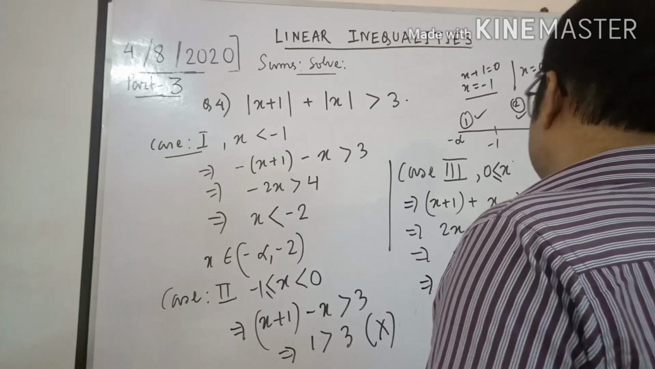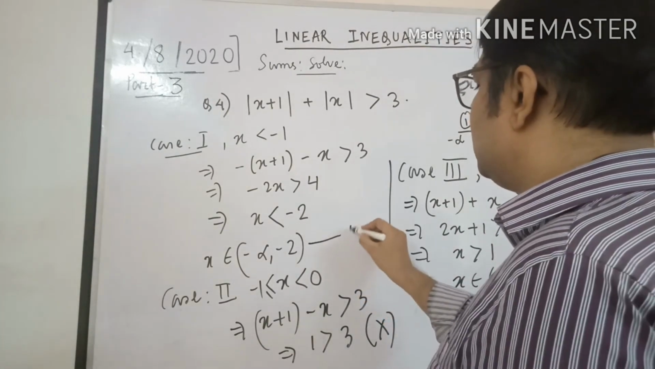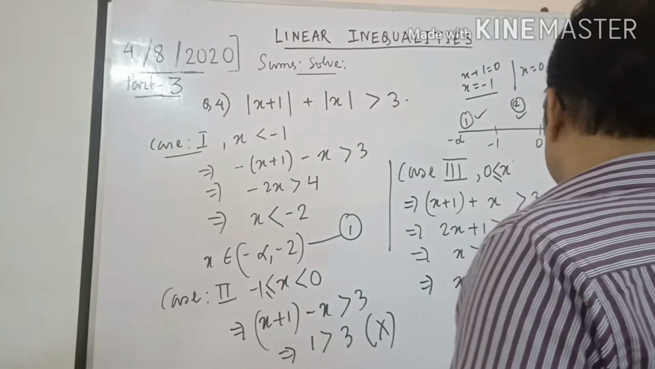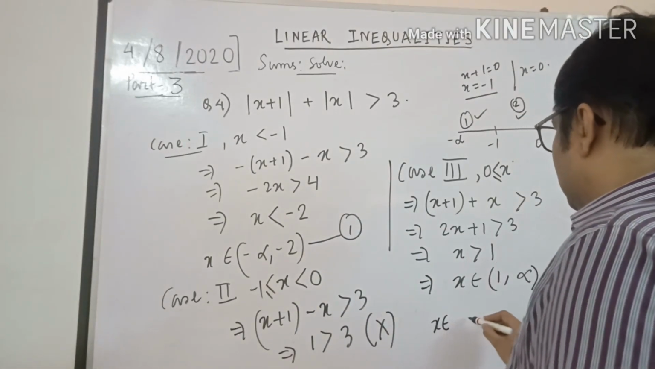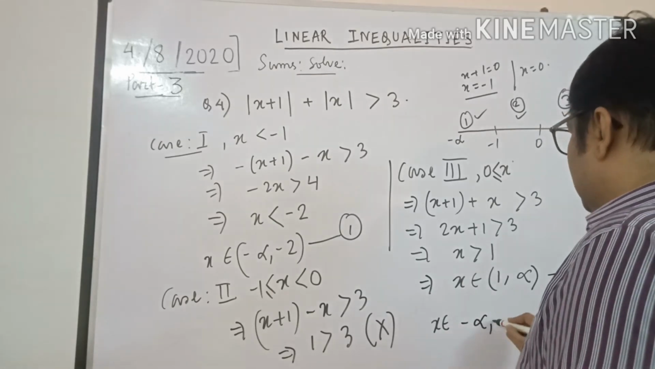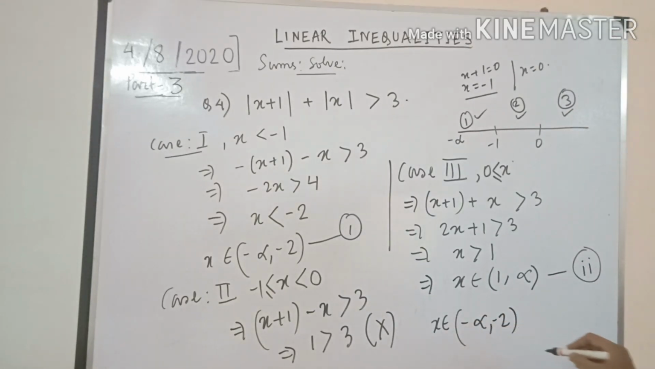So this 2 will give you the answer. This 1 and this 2 will give you the combined answer. Therefore, x belongs to minus infinity to minus 2 union 1 to infinity. So this is the answer. This is all for this part.